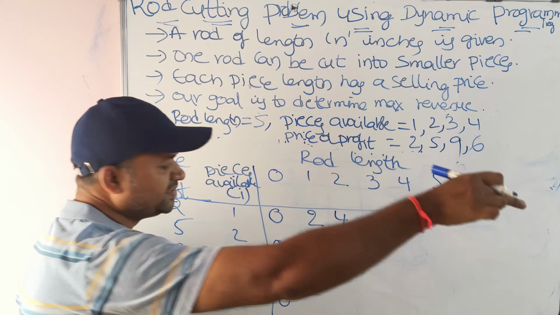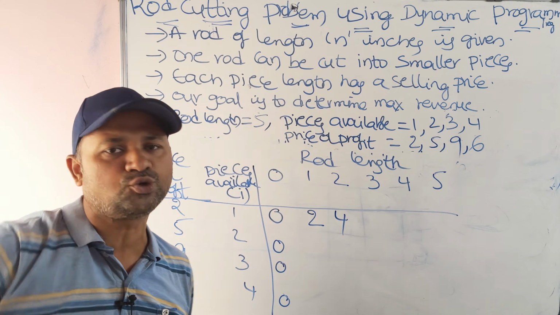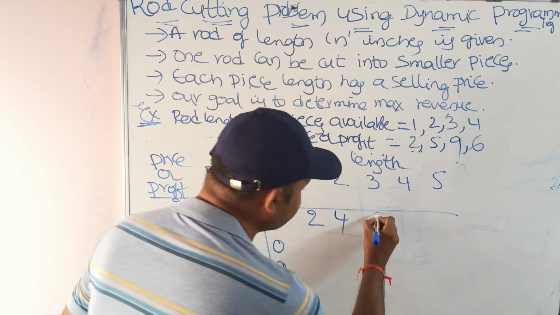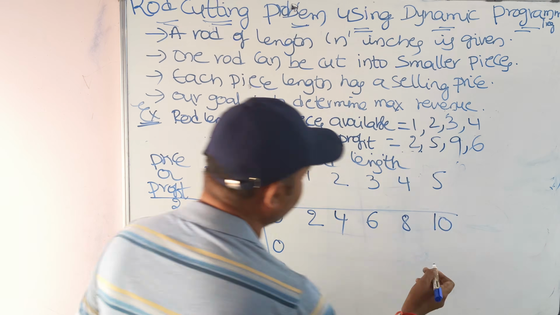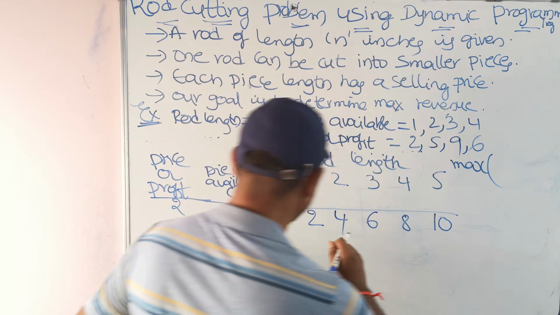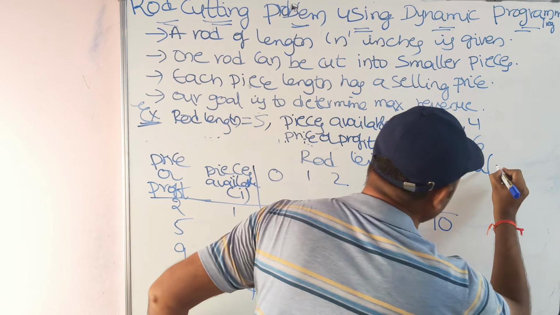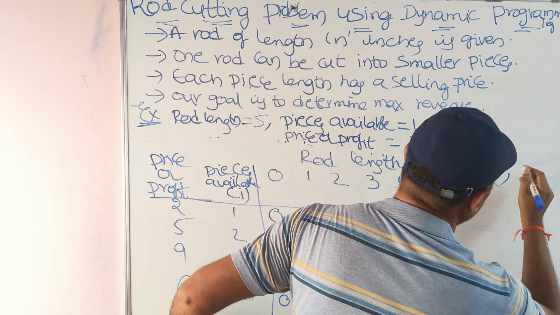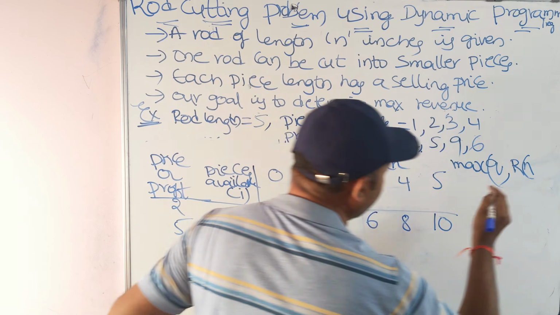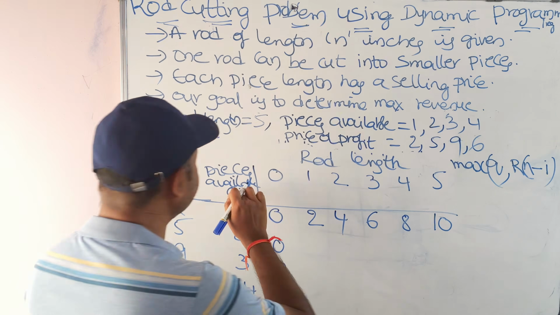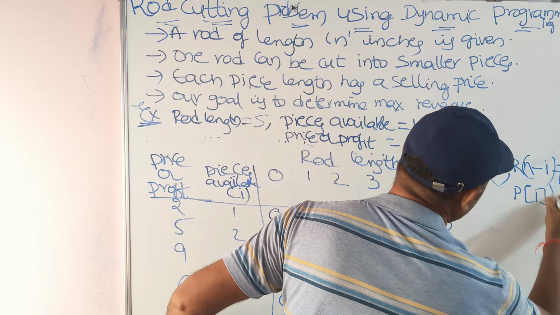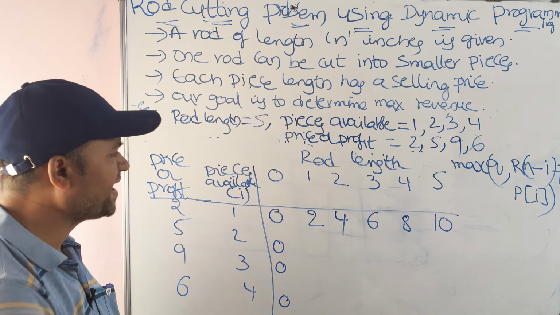Next, the 3-inch rod can be cut into three 1-inch pieces. The profit for each piece is 2, so 2 into 3 is 6. Next 8, 10. Here we use a formula: max of Q, where the upper cell value is Q, comma, R of n minus I. Here n means rod length, minus I, where I means the piece length, plus we have to add the corresponding profit. We have to take the maximum value.